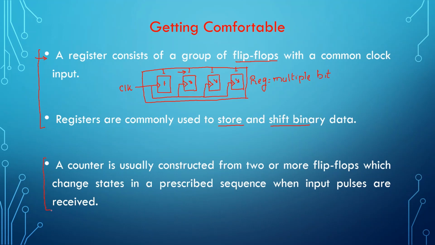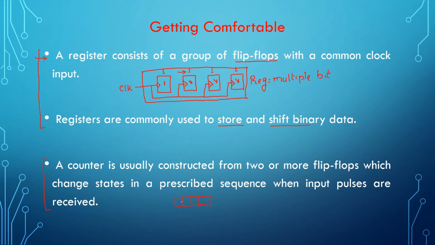The second topic of my module 5 is the counter. A counter is usually constructed from two or more flip-flops, obviously. So it is also constructed from two or more flip-flops which change states in a prescribed sequence when input pulses are received. So you would have seen, for example, let us say that a counter is this one. Let us say that I have four flip-flops connected. So 1, 2, 3 and 4.